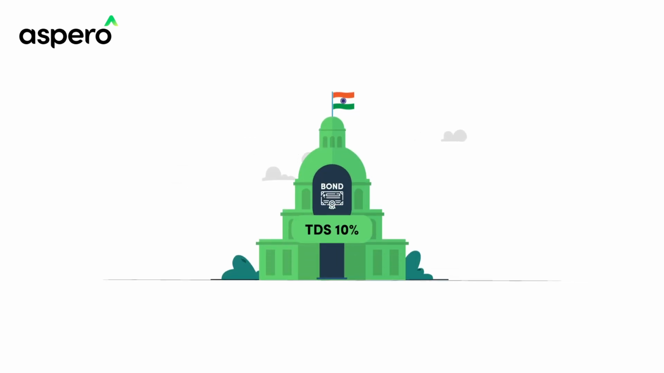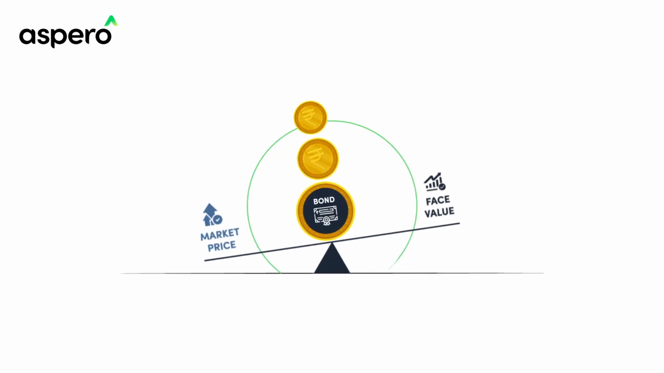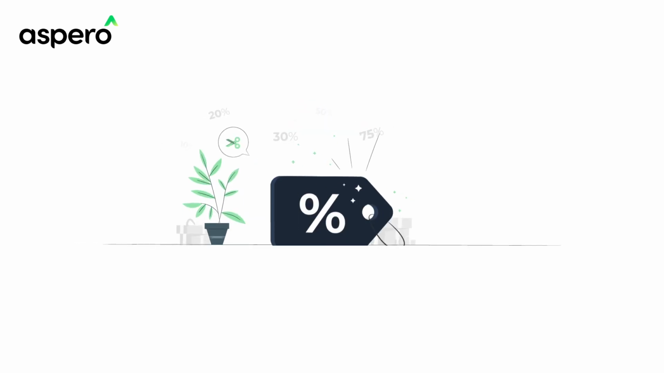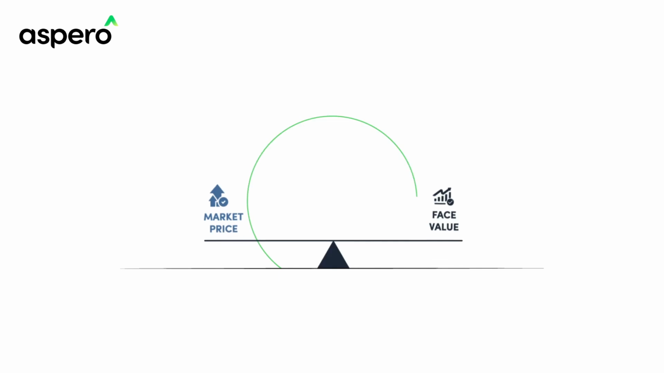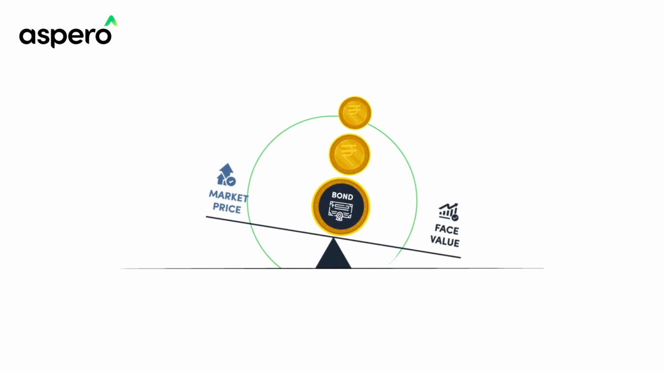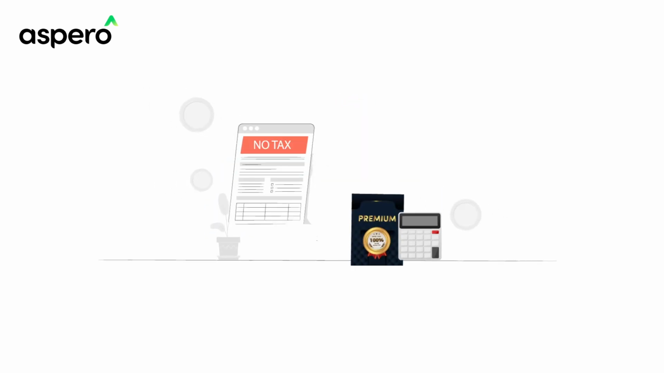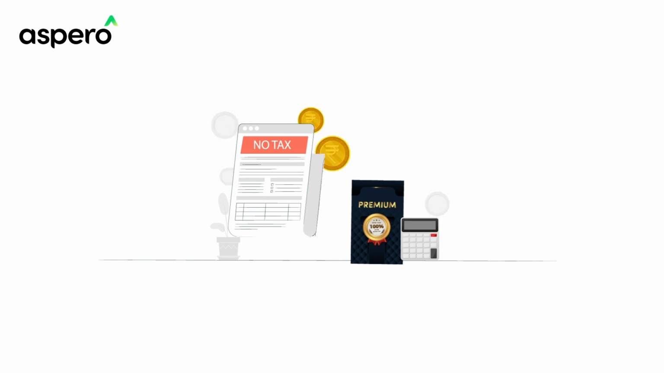behalf. If you buy a bond at a discount, meaning its price is lower than its face value, the discount is considered as capital gains and taxed at the applicable income tax slab rates. If you buy a bond at a premium, that is at a price higher than its face value, the premium doesn't have any immediate tax implications, but it's also not eligible for any deductions or exemptions when calculating taxable income.